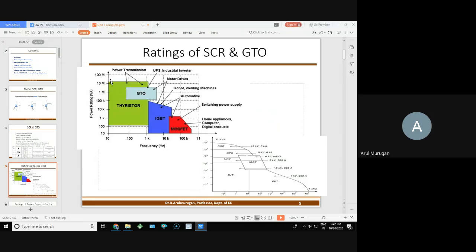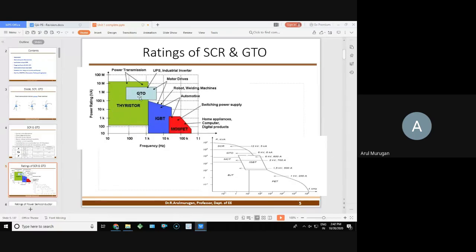You can see the steps: the high power device is the SCR or thyristor. The second one is the GTO. The third is lower. Next, lower in power is the IGBT. Then the lowest power is the MOSFET. MOSFET is a low power device. What is its power? Around 1 kV. It is in the thousand range only, but it is a high frequency device.